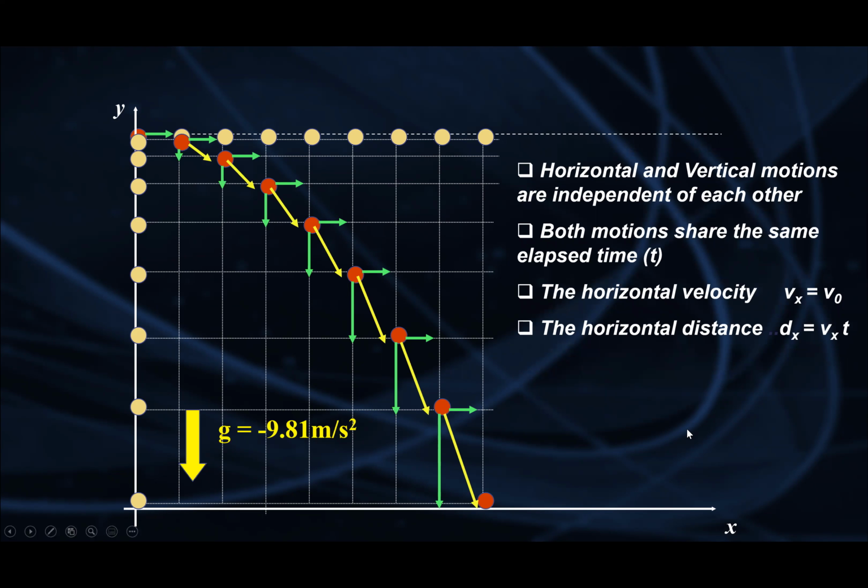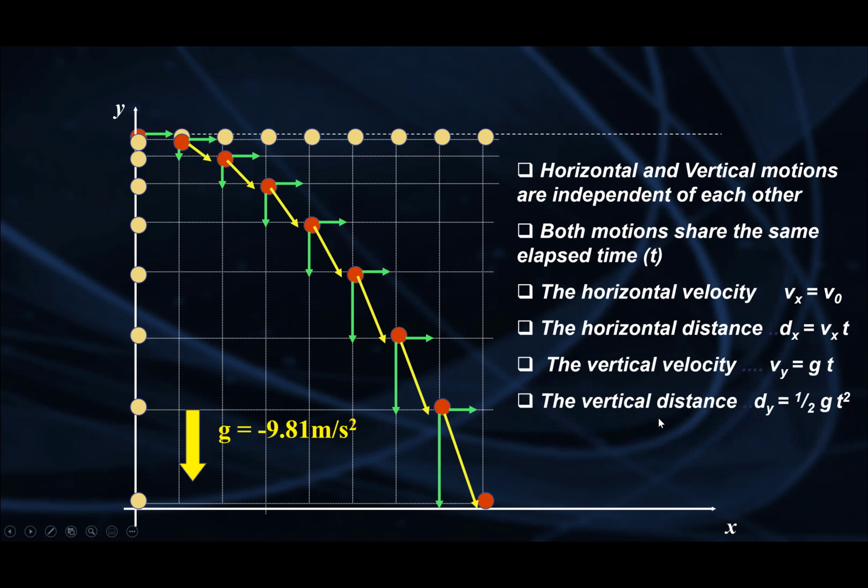That is not true vertically, though. Vertically, there is an acceleration. So the vertical velocity will be g times t, however long it's been falling, multiplied by the acceleration due to gravity. And the vertical distance that it travels will be 1/2 gt squared.